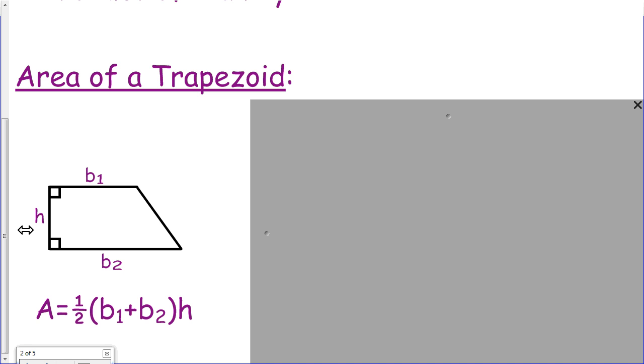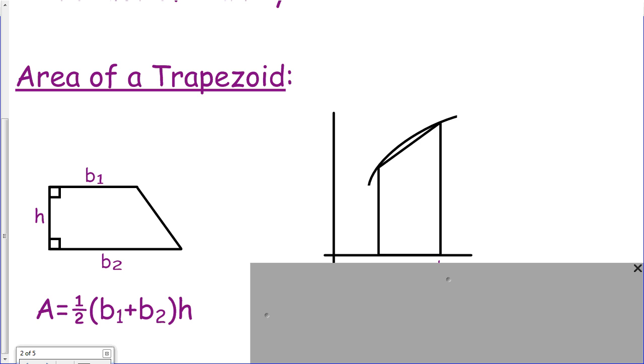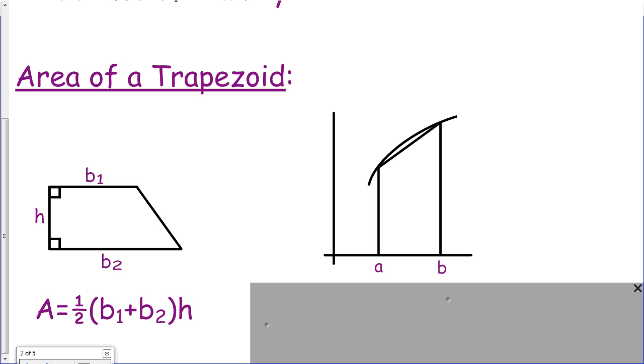Now, I'm going to take this trapezoid, you'll see in a second, and we're going to rotate it 90 degrees counterclockwise, and we'll slide that underneath our function. So let me give you an example of what that will look like here. Here we've got a sketch of a function. I'm going to call my function here f of x.